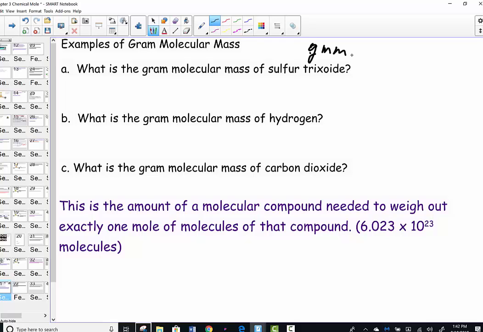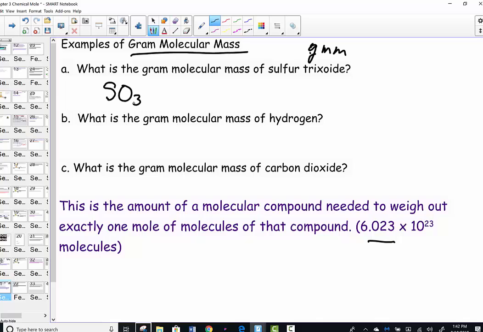No, I'm asking for grams, not how many atoms. There's going to be that many molecules at the end, Avogadro's number, but I just want a gram unit. So gram molecular mass, how much would I weigh out to get a mole? Absolutely, just what we did. Perfect.